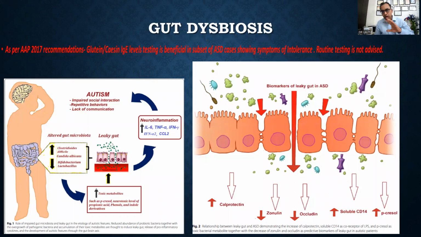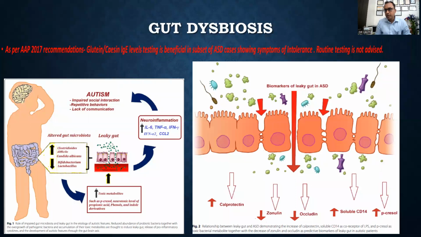Now I come on to gut dysbiosis. I am taking the etiology step by step, and accordingly I am trying to explain what investigational approach we can take as per the presentation, because the presentation might be so varied in every child, it becomes difficult. As per the 2017 American Academy of Pediatrics guideline, gluten and casein IgE level testing is beneficial in a subset of ASD kids showing symptoms of intolerance. So routine testing is not recommended.